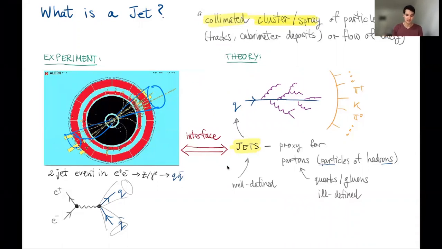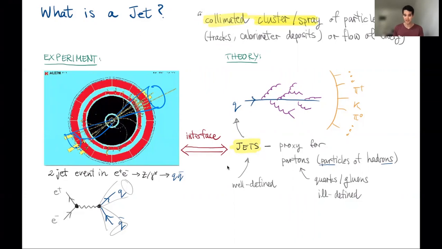So here on the left-hand side, you see the event measured by ALEPH at LEP, where we're looking at the process of e+ e- annihilating into some Z or photon that subsequently decays into q q-bar, and we quite clearly can identify these two jets in the event.